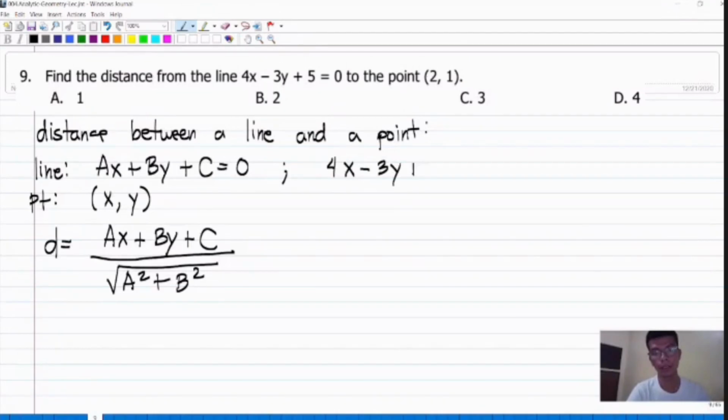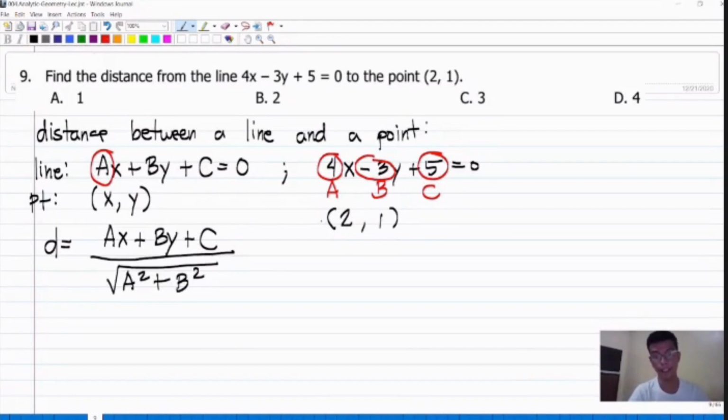4x minus 3y plus 5 is equal to 0. So, malinaw dyan that this is our coefficient A, yung 4. Yung B naman is negative 3. And then yung C naman is the constant term 5. And also, given din naman yung point (2, 1). Ayan naman yung x-coordinate and y-coordinate. So let us now solve for the distance dahil given naman ang lahat.